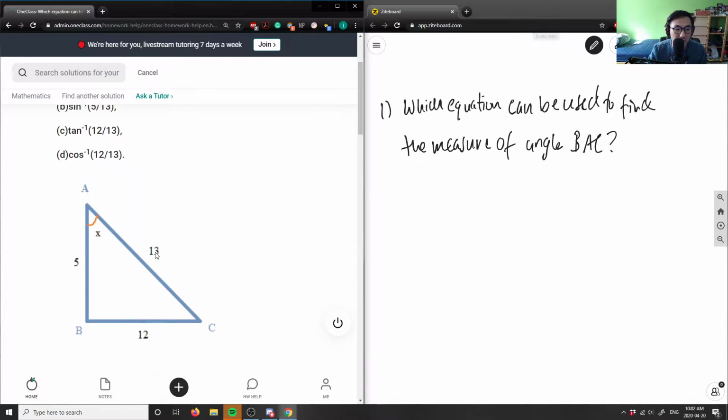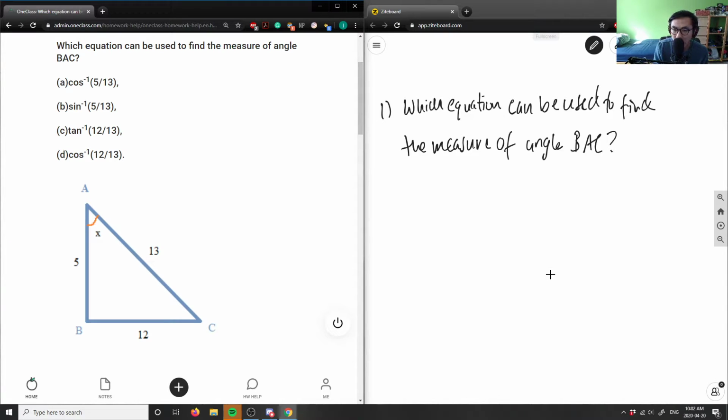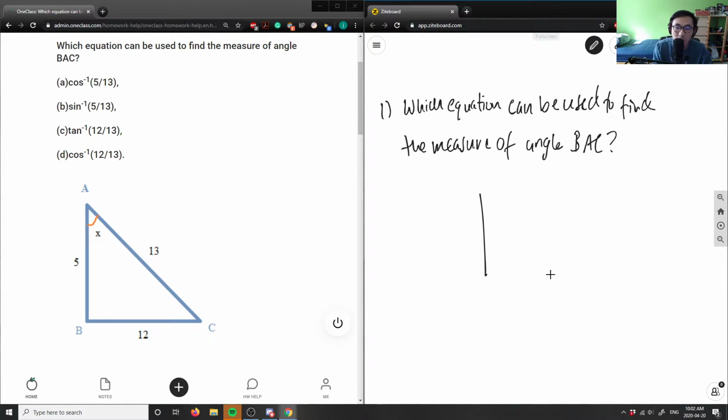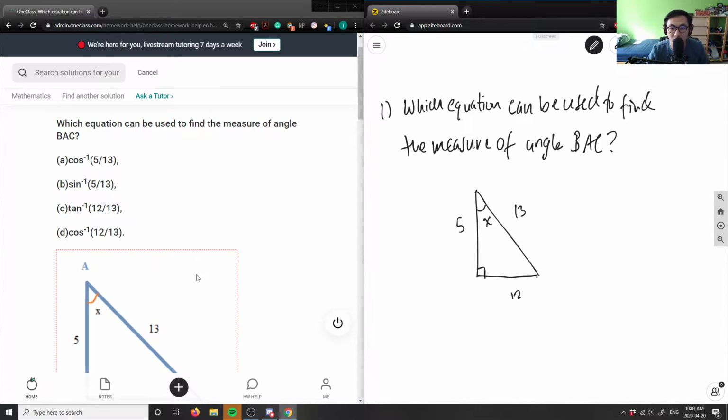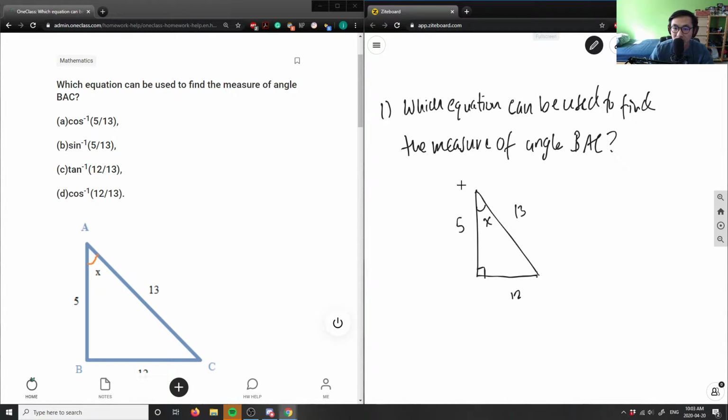We're given this triangle here, so let me draw it out for you, and we have 4 choices. This is our triangle here. I'm assuming this is a right triangle, though I don't think they state it here, but I'm pretty sure it's a right triangle. They have 5, 12, and 13. They give us four equations and are asking which one finds the angle BAC, which would be x here.